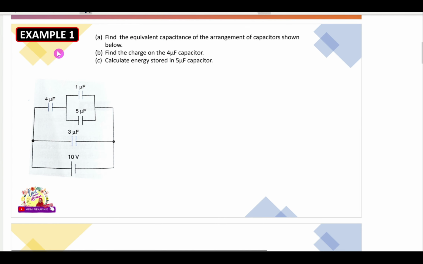Alright, so example number 1. So here we have a circuit and we have 4 capacitors. So let's label all the capacitors first. So let's say this is C1 and this is C2. Alright, and this is C3 and the last one is C4. Okay, so first, question A, find the equivalent capacitance of the arrangement of capacitors shown below. Okay, so we want to find the equivalent capacitance or total capacitance of this circuit. Alright, so now let's start with the first one.